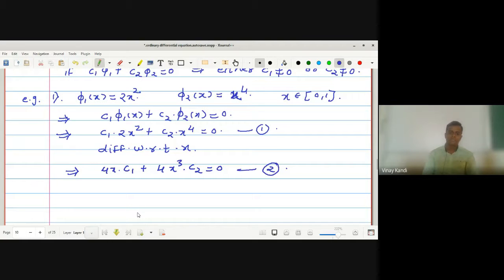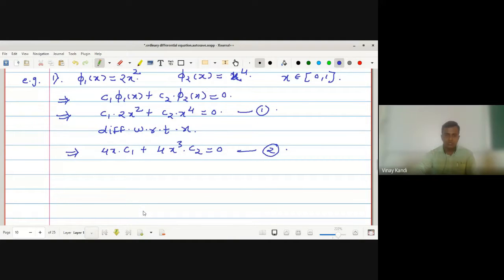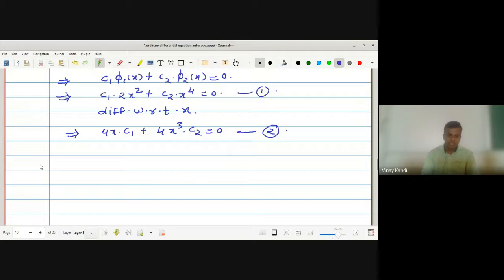Okay, so equation 1 and 2 are the two equations, a system of equations. We can write these two equations in matrix form. We have to find the value of C1 and C2. If both are 0, then these two functions are linearly independent. If one of C1 and C2 is not equal to 0, then we say that these functions are linearly dependent. In the matrix form, what is the coefficient of C1? 2x square. What is the coefficient of C2? x raised to 4. And this is 4x, and this is 4x cube.